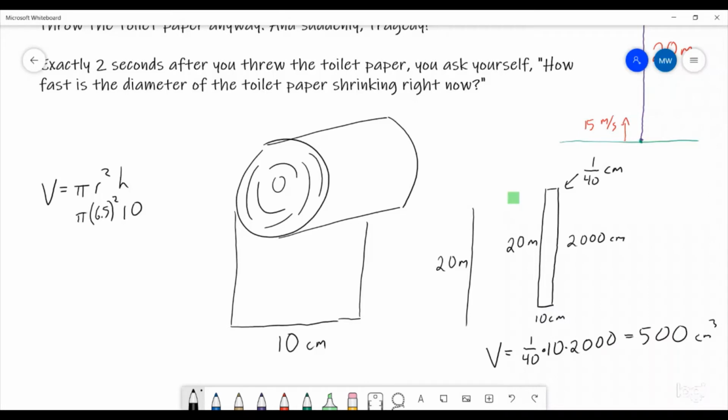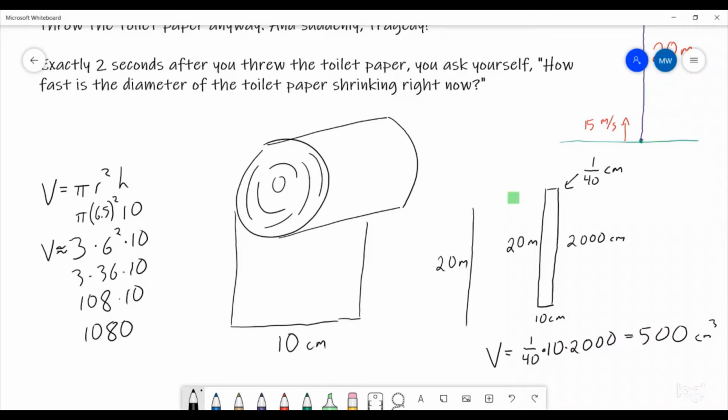And then a pi. So we're going to say that pi is about 3 just to get a rough idea. And because of the inside piece, let's just round the 6.5 down to 6. So volume is about 3 times 6 squared times 10. 3 times 36 times 10. 36 times 3 is 108, times 10. So that's 1,080 cubic centimeters. So we did not use up all of the toilet paper, which is good.